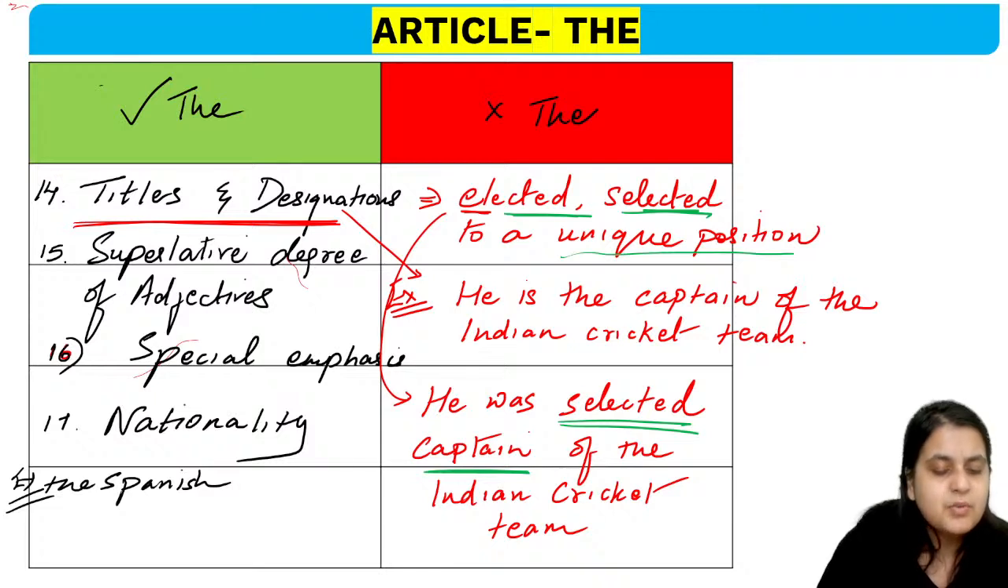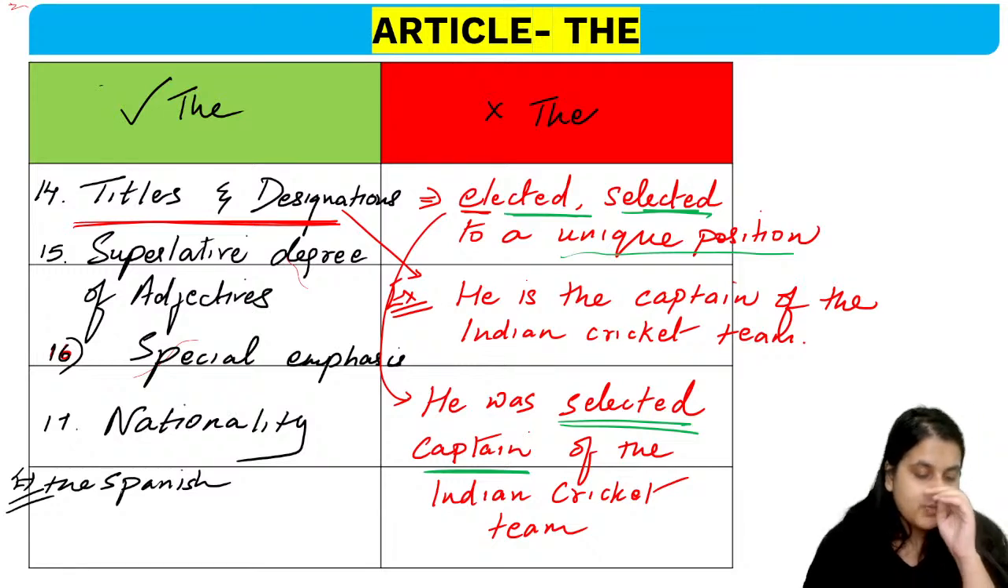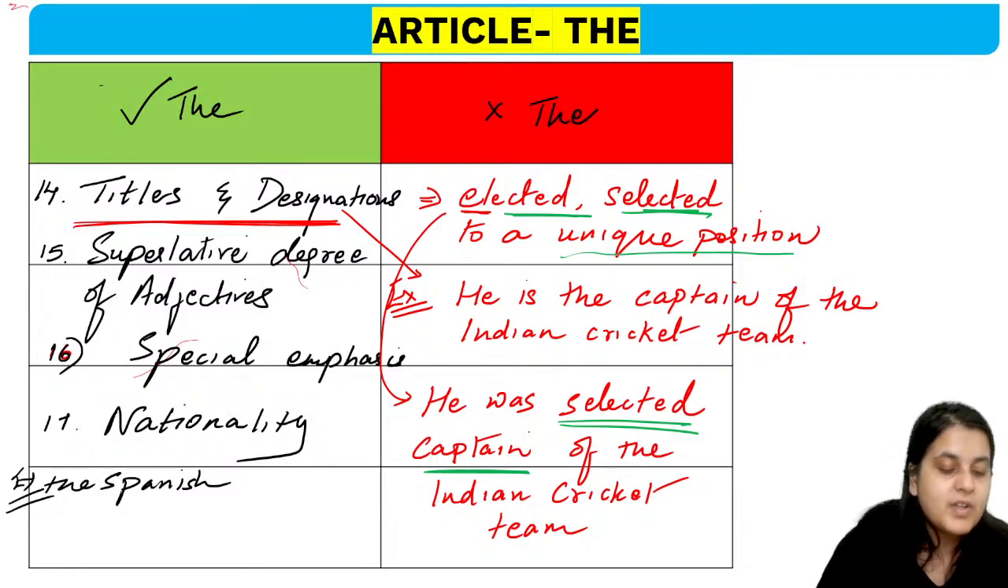Again, he was selected for the role of captain. वो fine है. Again, you will not say he was selected for the role of the captain. No. You will not say the. But Aryan, striker is not just one in a team. That's not a unique position. He's a striker in the team. Correct. The key point over here is the word elected or selected. Got it? Clear, everyone?